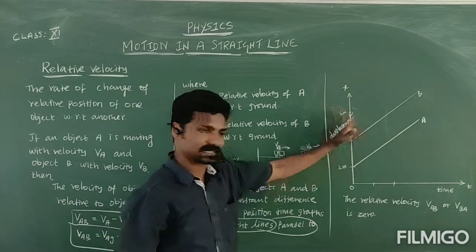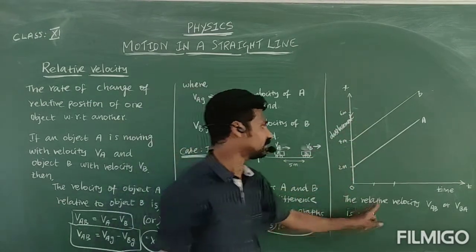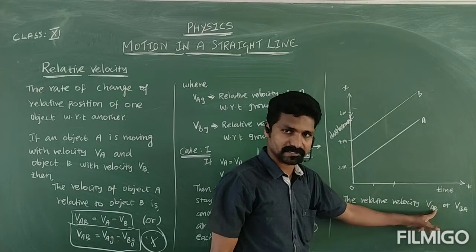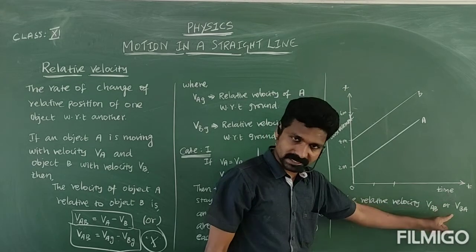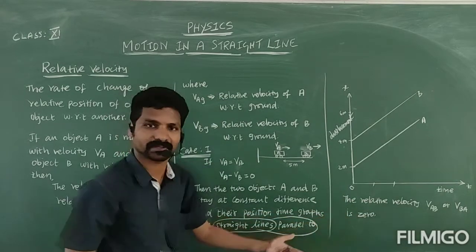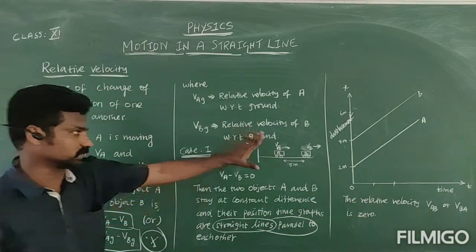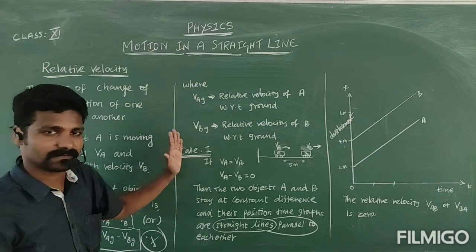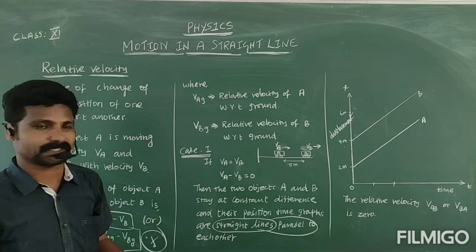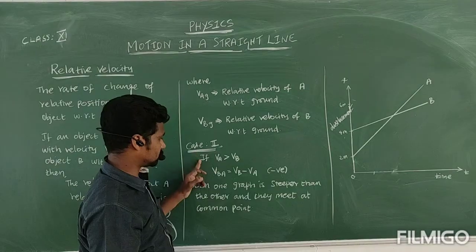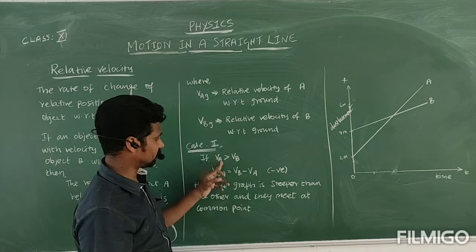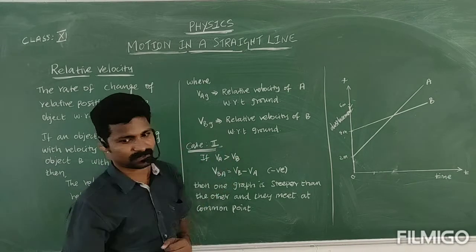Okay, so what is the meaning of this graph? The relative velocity of object A with respect to B, or otherwise the relative velocity of B with respect to A, is 0. Okay, so I hope you understood. It is case 1: if the velocity of object A and object B are equal, that is what happens. Okay, right. So next, in case 2, if VA, the velocity of object A, is greater than the velocity of object B.